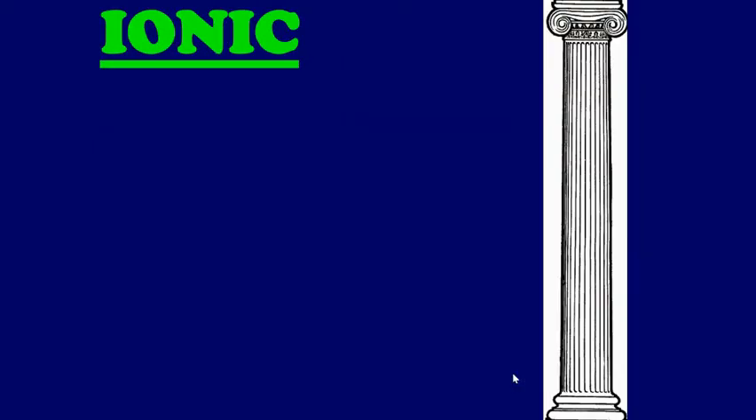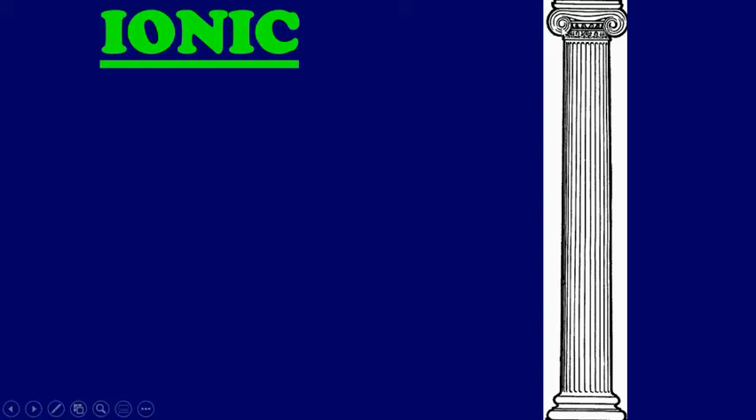And then here's the Ionic column. An Ionic column is a little bit fancier. It's taller, it's thinner, it's stronger. Let me write down my time. It's 3 o'clock to 3:40. All right. It's taller, more ornate, and stronger.